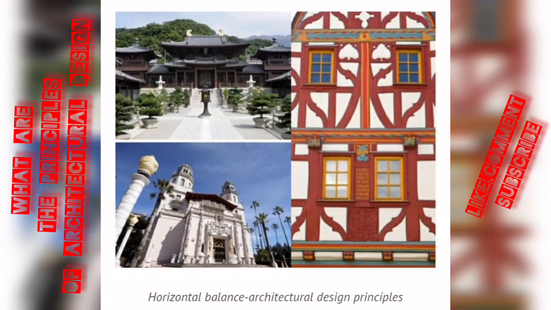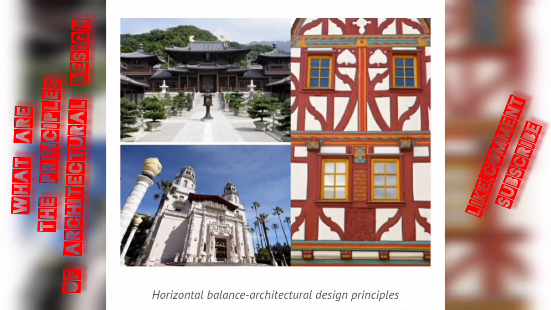Proportion and scale, the fourth architectural design principle. In terms of scale, the relationship between elements in a design is compared. The golden mean is a 3:5 proportion.